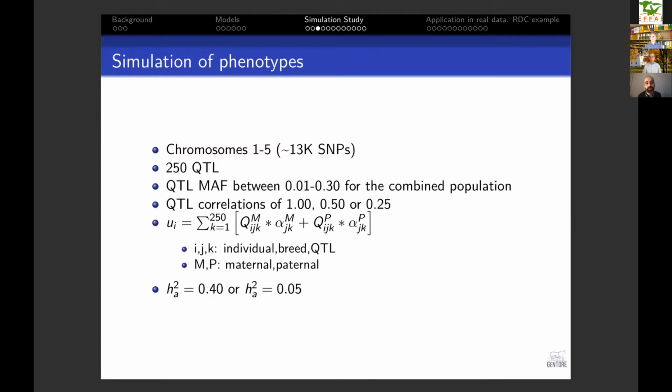And we directly simulated QTL effects from different correlation scenarios, namely 1, 0.5 and 0.25. One means that they exactly have the same SNP effects for each of these breeds. And breeding values we simulated simply multiplying the allele content by the QTL effect we simulated for a specific breed. And we had 2 traits representing a high and a low heritability trait.